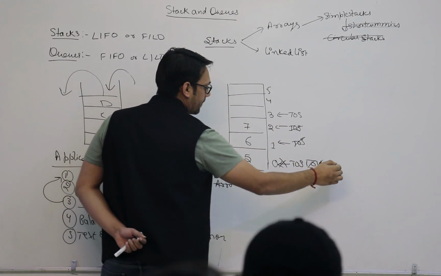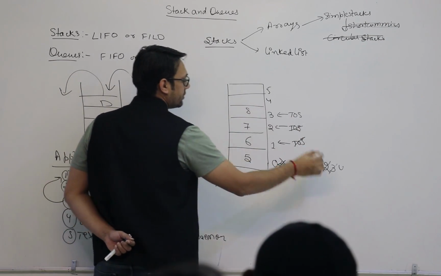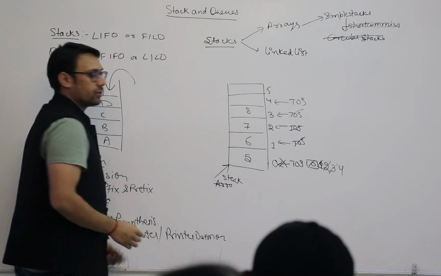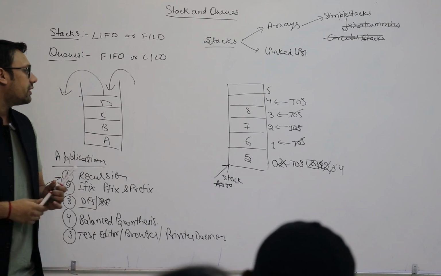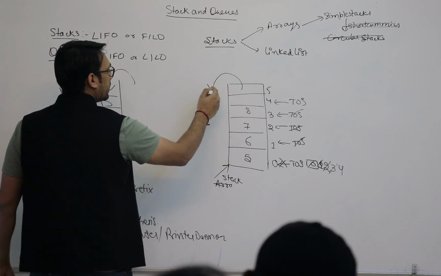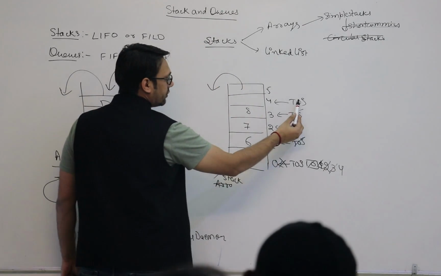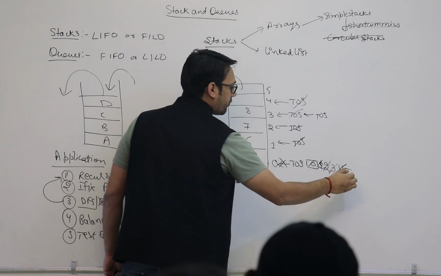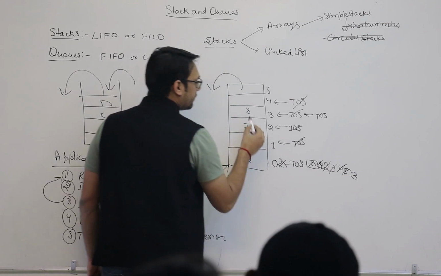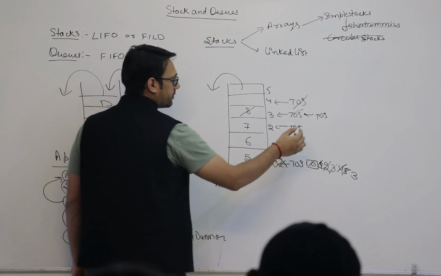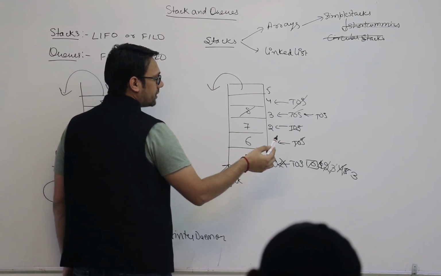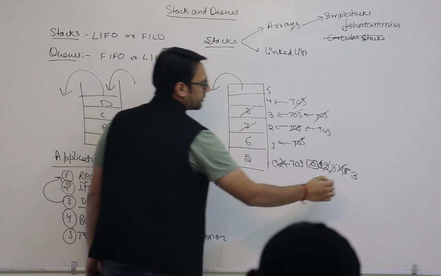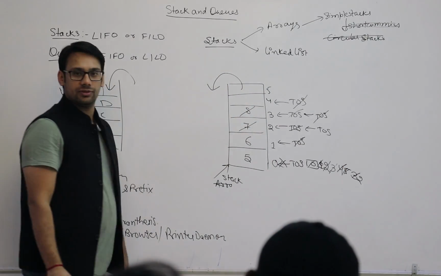Next, if I insert an element 8, top of stack will contain 4 and point to this location. Fine. Now if I pop an element, first of all we decrement the value of top of stack to 3, and then we pop this value. Again, if you want to do the pop operation, first decrement the value of top of stack and then pop this item. This is how we implement the stack.